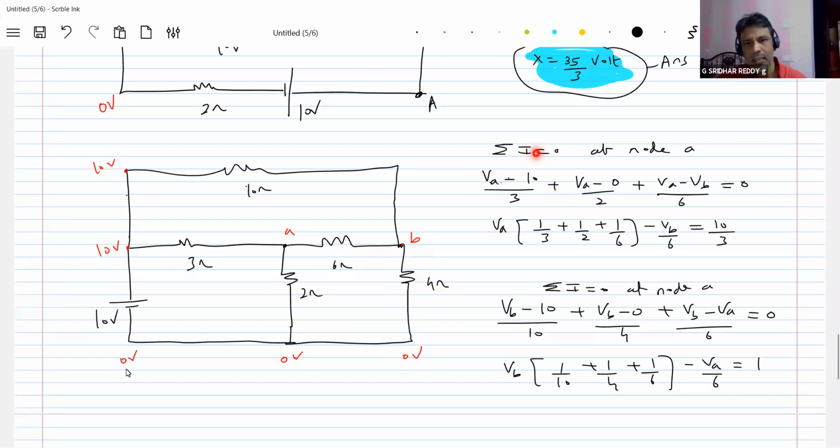But I think the simple KCL, we have to apply it in a suitable way here. There's no special rule here. The only thing is, apply KCL at a junction here. That's all he's saying.